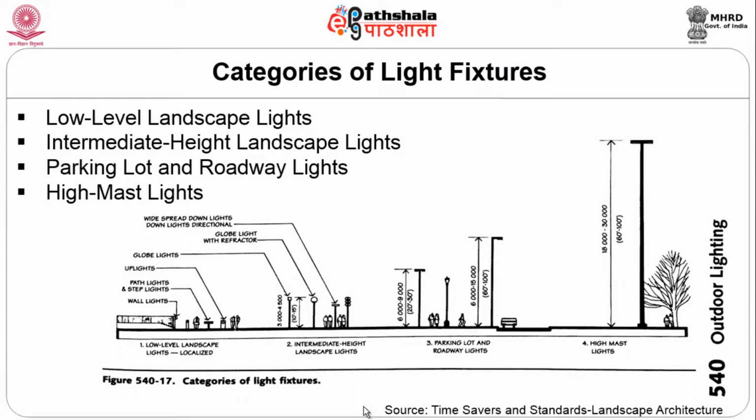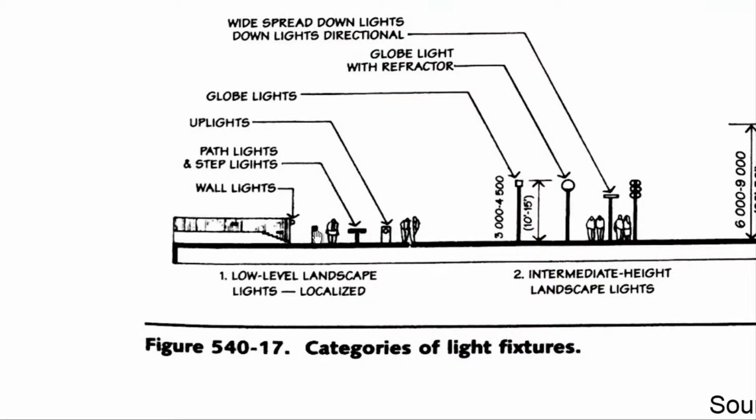The first is on the categories of light fixtures. There are 4 categories of lights. First is low level landscape light, next is intermediate height landscape lights, third is parking lot and roadway lights, and the last is high mast lights. Of course, you all should be familiar with what a high mast light is. Most of the lights mentioned here, I will show you an image of how these lighting fixtures would work.